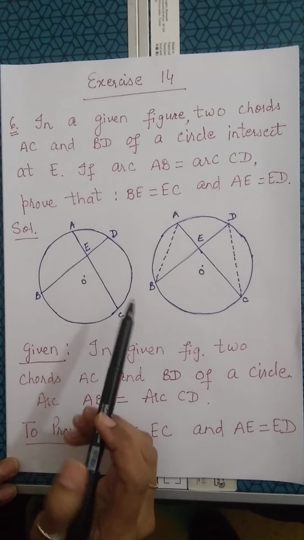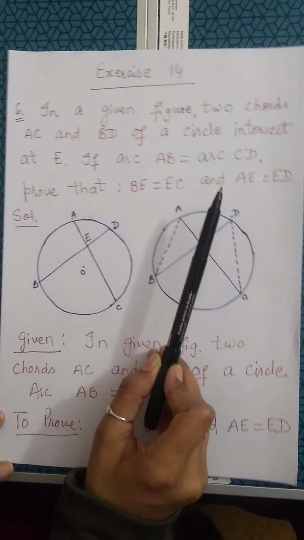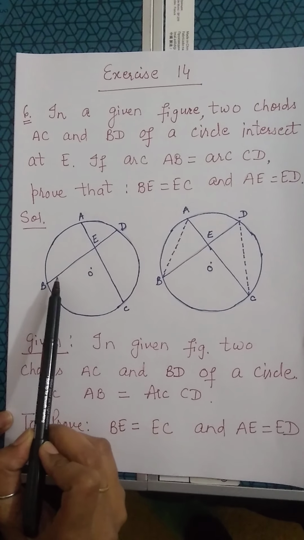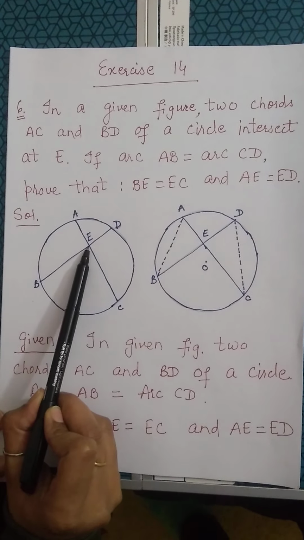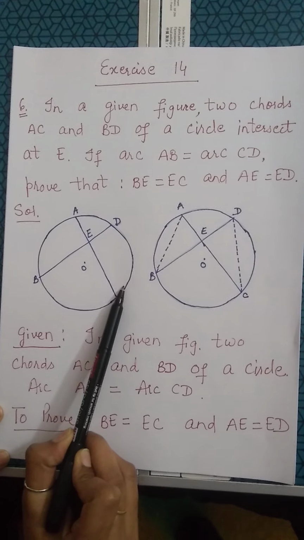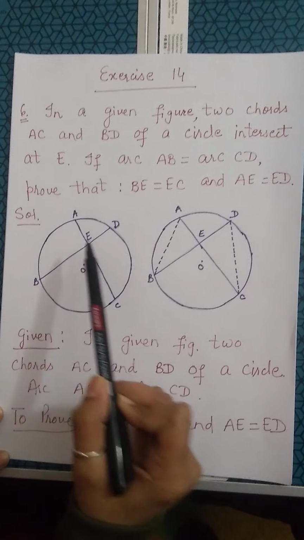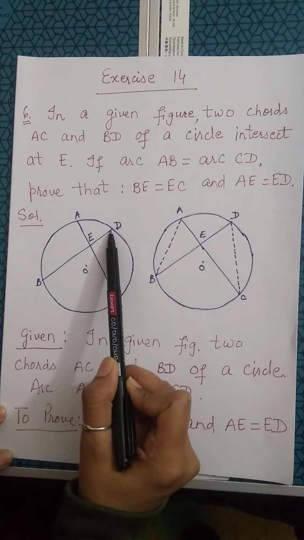Let us continue with exercise 14. Question number 6. In the given figure, two chords AC and BD of a circle intersect at point E. If arc AB and arc CD are equal, we have to prove that BE is equal to EC and AE is equal to ED.